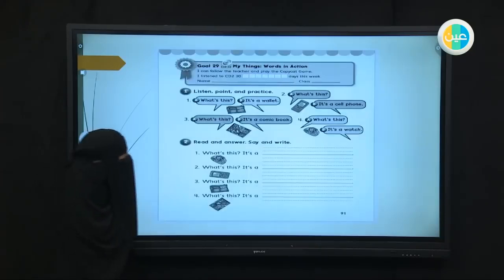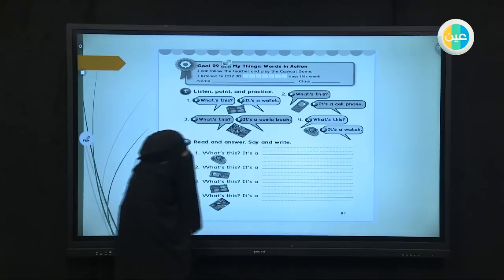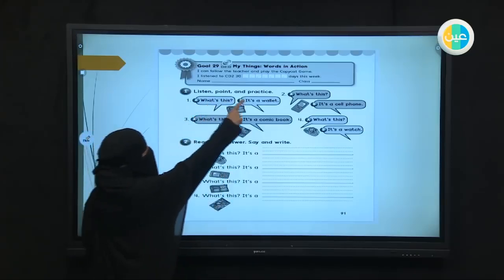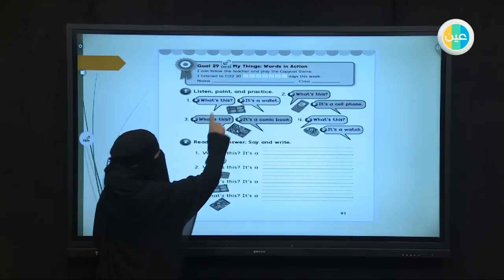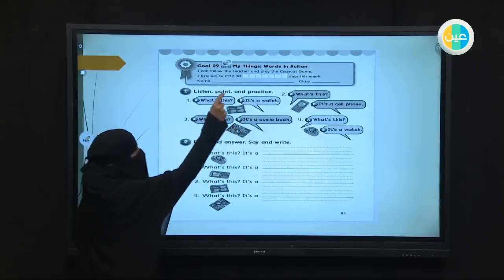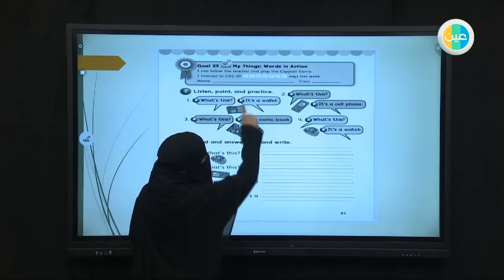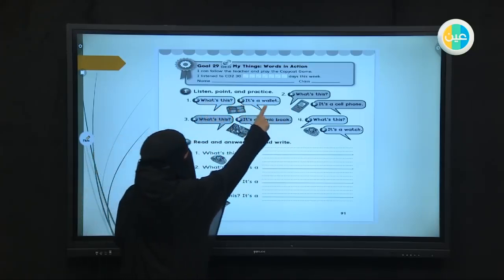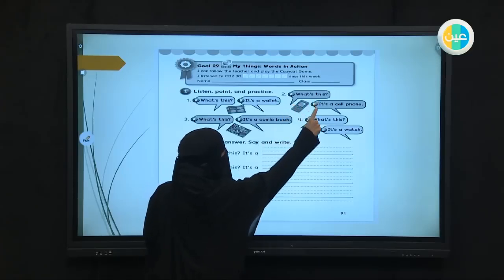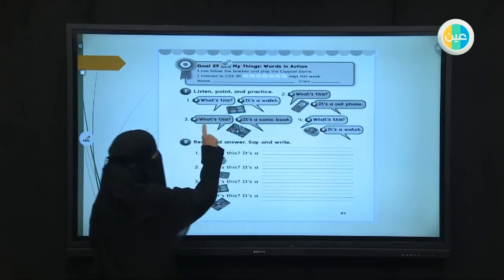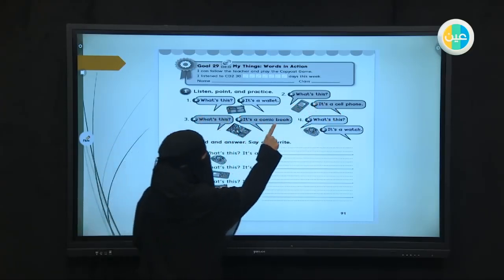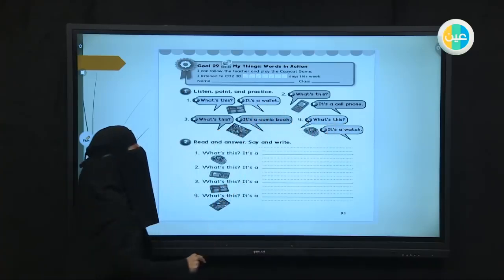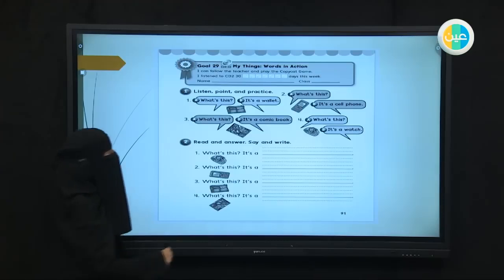Now let's go to the workbook, page 92. Here they ask you to what? Listen, point, and practice. So we're going to practice more the questions using this. Here it's all about this, so it's only for the singular. What's this? It's a wallet. What's this? It's a cell phone. What's this? It's a comic book. What's this? It's a watch. Practice it like me many times, as much as you can.